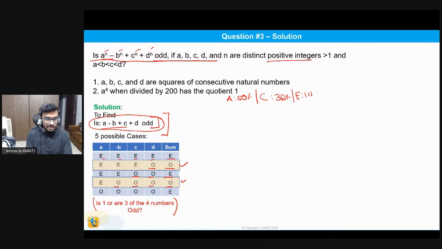That would lead us to the question. So any statement that gives us this information is a sufficient statement to answer this question. So let's move ahead with solving this question. Let's first analyze statement number one.